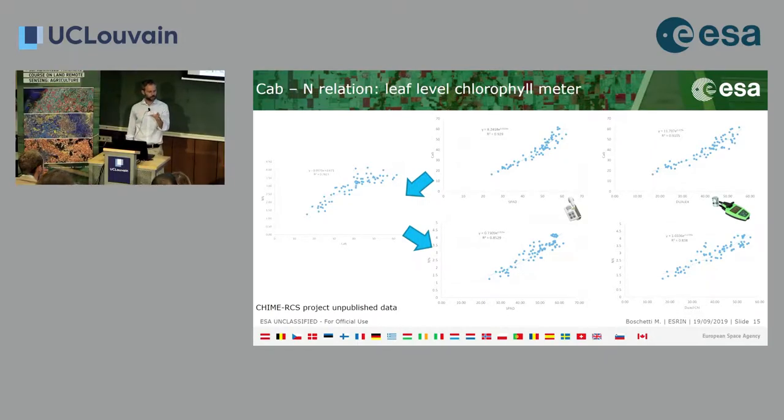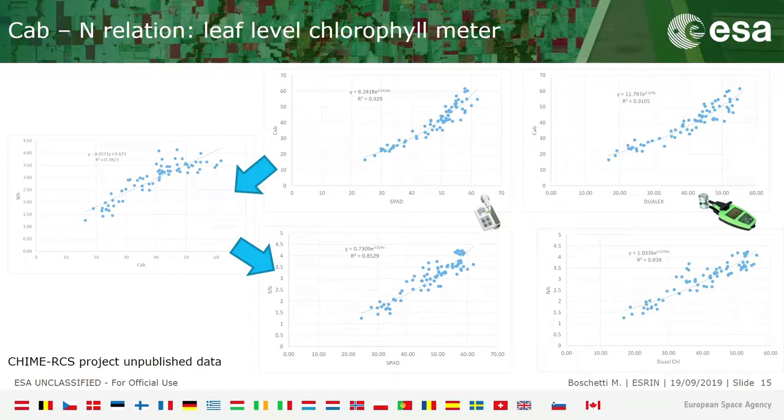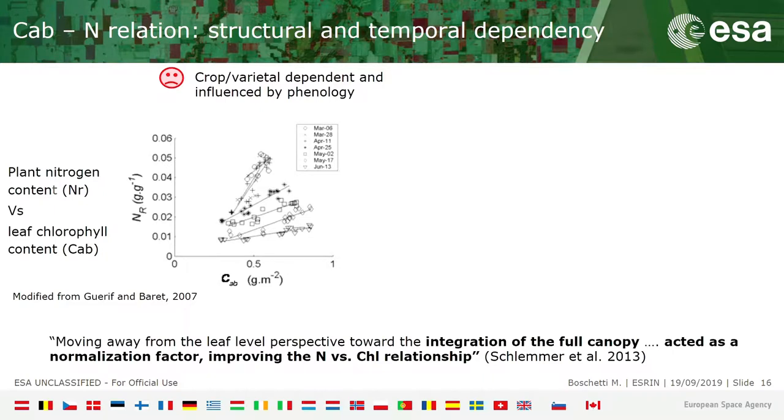So you see that, no? OK, but anyway, with those instruments, you can have a sample, you can assess the status of your crop, and you already have information on nutritional status. So what is the problem?